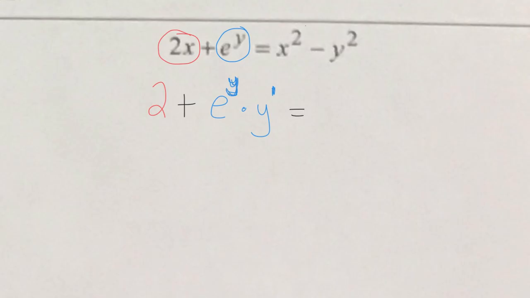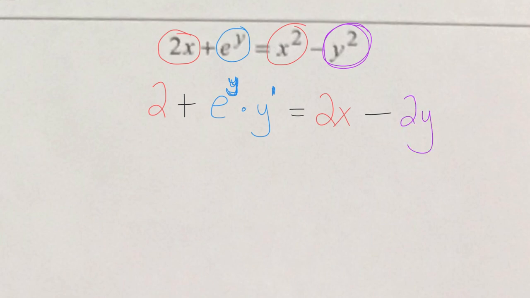Equals, what's the derivative of x squared? 2x. Minus, let's derive y squared. First of all, we do it like normal. The derivative of y squared is 2y, like it was an x, but then you multiply it by y prime. Because anytime we take the derivative with y, it always has a y prime attached, because it doesn't have an x term to derive it.